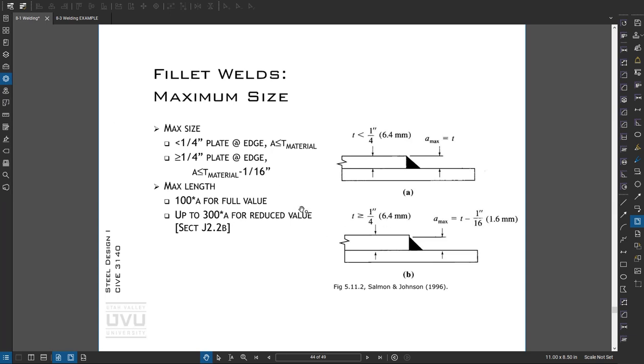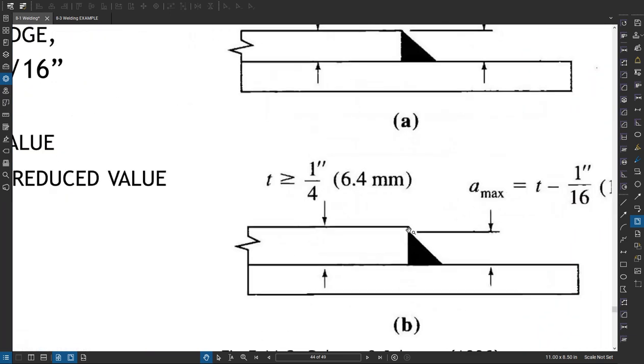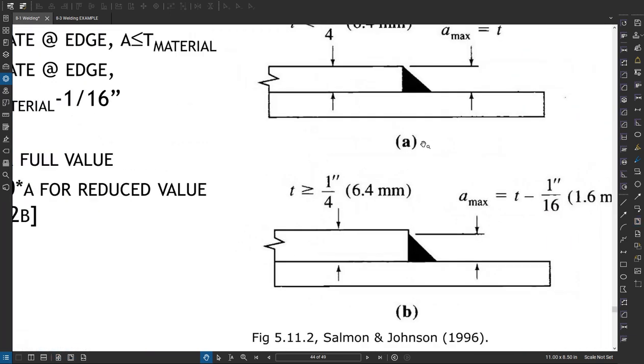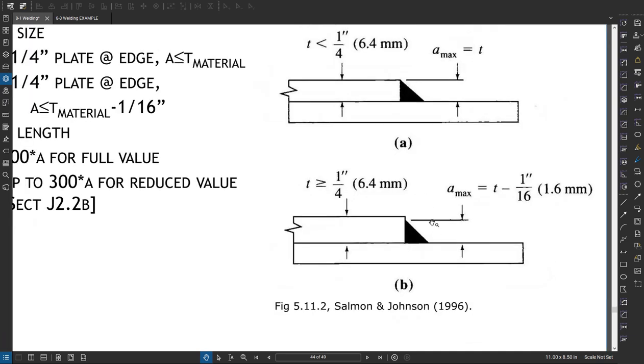So if I have less than 1/4 inch material, my weld can go all the way to the edge. If I have more than or equal to 1/4 inch, my weld needs to be 1/16 smaller than the plate thickness I'm welding to the edge of. And that's to keep this corner from melting and just flowing into the weld. So for small welds, there tends to not be enough heat for that to happen. Larger welds, there does.